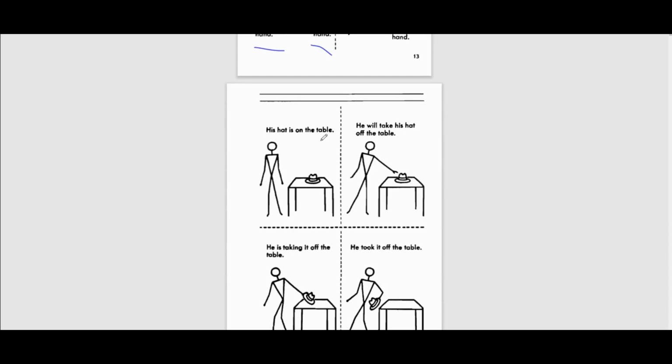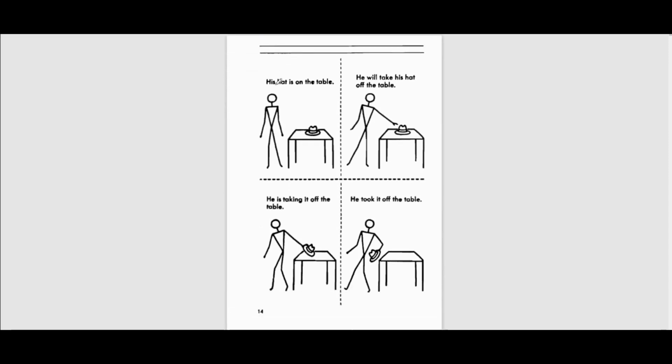His hat is on the table. He will take his hat off the table. He is taking the hat off the table. He took it off the table. First it starts with the same. His hat is on the table. His because it's a boy's. It was the table because there's only one in the picture. He will take his hat.